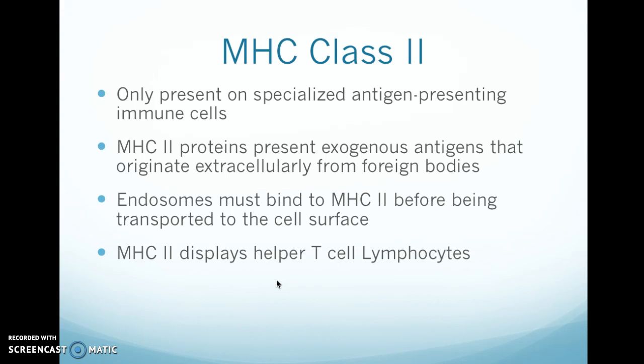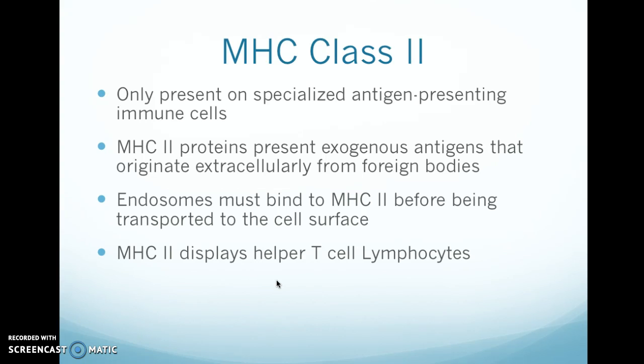And when encountering a pathogenic organism, proteins from the pathogen can be degraded into small peptide fragments by antigen-presenting cells, which then gather these fragments into the endosome so they can bind to MHC2 proteins before being transported to the cell surface. So again, they must bind to MHC2 proteins before they can be transported. Once at the cell surface, the membrane-bound MHC2 protein displays the antigen for recognition by a different type of T cell, and these would be called the helper T cell lymphocytes.